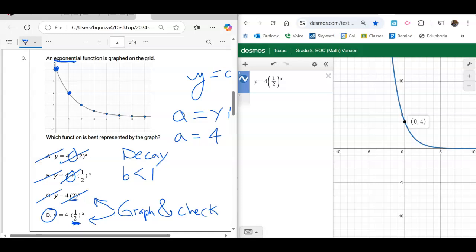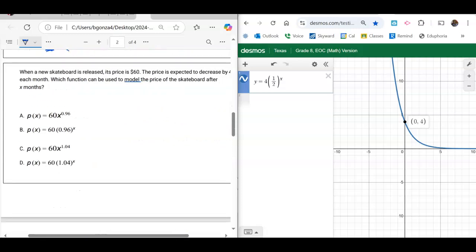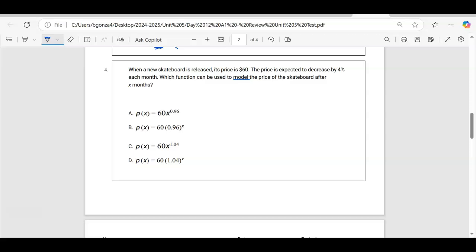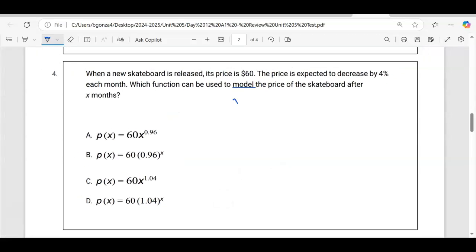There's a couple ways to do it. You can compare and think about the equation. You could also graph and check. Okay. All right. When a new skateboard is released, its price is $60. Okay. So again, y equals a times b to the x. A is initial. It tells us the initial price is $60.